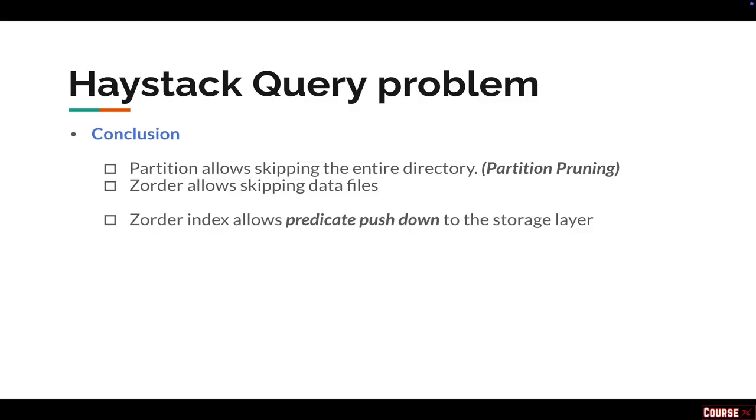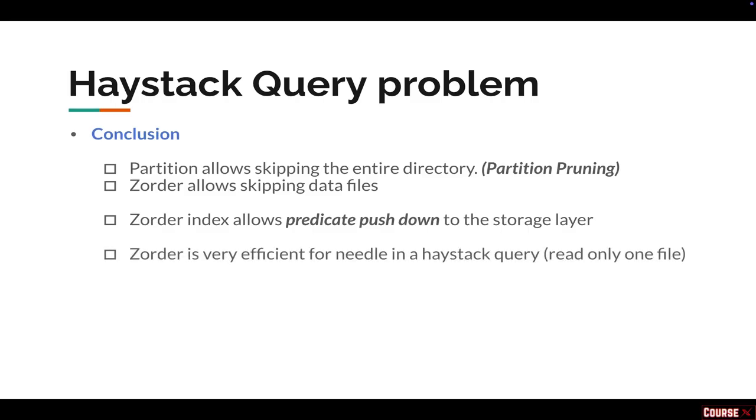Z ordered index allows predicate pushdown to the storage layer. We have validated that from the pushed filters, right? So the z ordered index is actually allowing predicate pushdown to the storage layer. Z order is very efficient for needle in a haystack queries. So let's say we want to filter 5 or 10 rows from a 100 GB dataset, or let's say we want to filter a dataset based on a primary key. In those cases z order index is very efficient because it will pinpoint the file which will have that particular record or set of records.